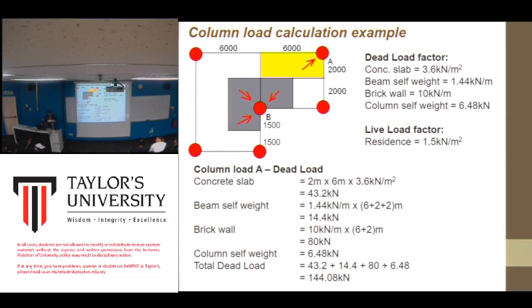And then column self weight. Basically, column self weight, previously you haven't learned. Basically it's the dimension of the column itself times the length.